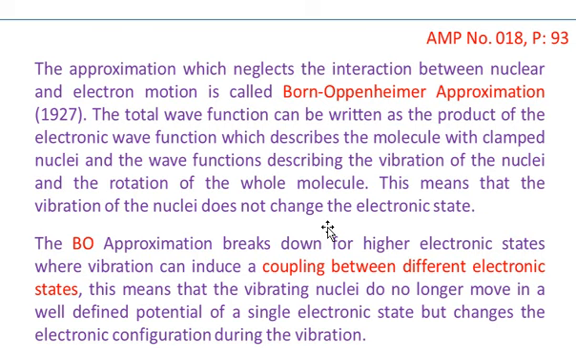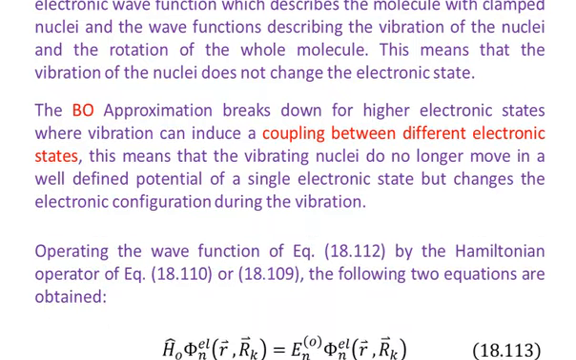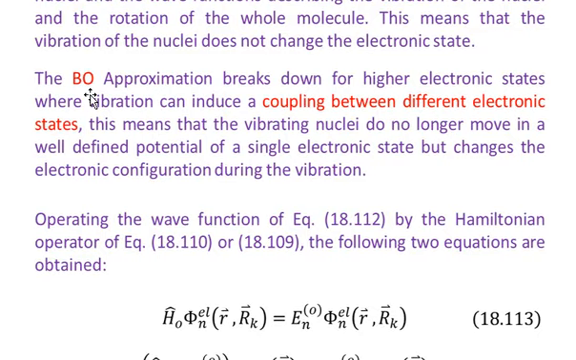So you see that here we can consider the electronic state to be independent of the vibrational state of the molecule. That is, when the molecule vibrates, it will not affect the electronic state of the molecule. The Born-Oppenheimer approximation breaks down for higher electronic states, where vibration can induce a coupling between different electronic states. This means that the vibrating nuclei no longer move in a well-defined potential of a single electronic state, but change the electronic configuration during the vibration.